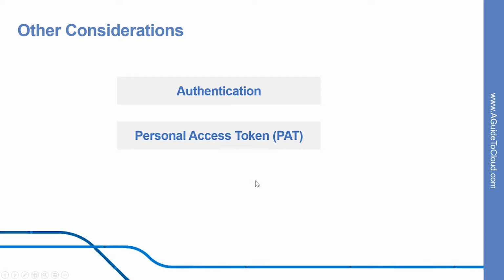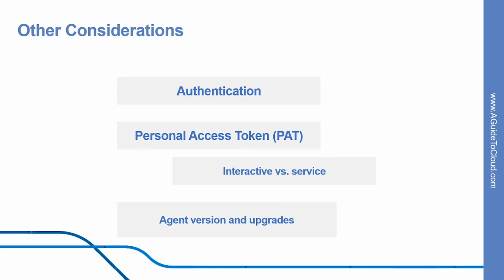The next one is interactive versus service. You can run your agent as either a service or an interactive process. Whether you run the agent as a service or interactively, you can choose which account you use to run the agent. Let's talk about agent version and upgrades.